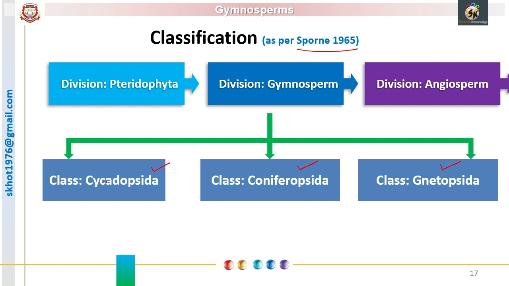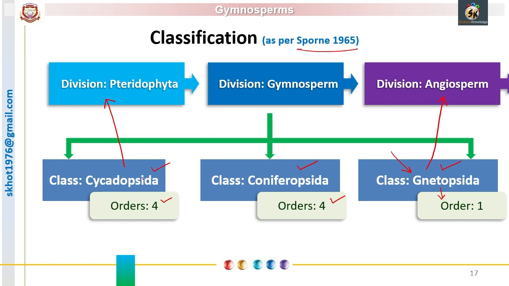Again, we should note that the class which is represented on the left hand side is primitive. So Cycadopsida is the group of most primitive gymnosperms, and the classes which are represented on the right hand side are more evolved. So the plants from Gnetopsida are the most evolved gymnosperms. Obviously, as Cycadopsida are primitive gymnosperms, they will show more or less resemblance with pteridophytes, whereas the plants from Gnetopsida will show resemblance with the plants of division Angiosperms.